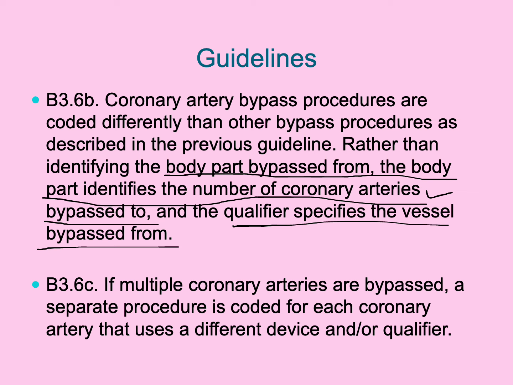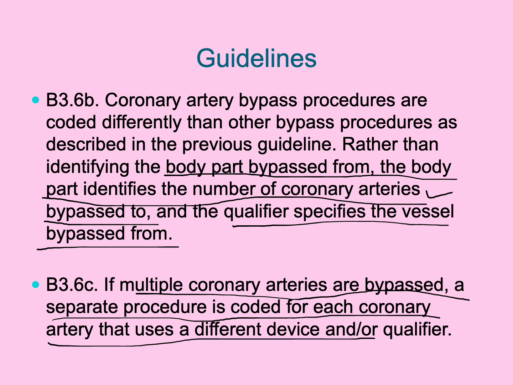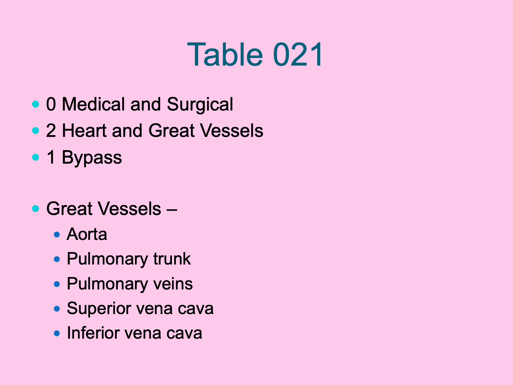Another guideline says if multiple coronary arteries are bypassed, a separate procedure is coded for each coronary artery that uses a different device and/or qualifier. Also important. Bypass involving the heart is found in this table, 021. 0, medical and surgical. 2, heart and great vessels. 1, bypass. So you know what the heart is, but the great vessels are the aorta, pulmonary trunk, pulmonary veins, superior vena cava, and inferior vena cava.